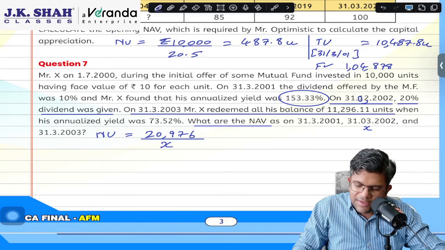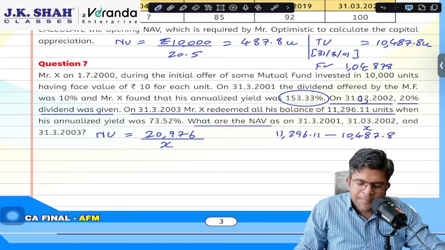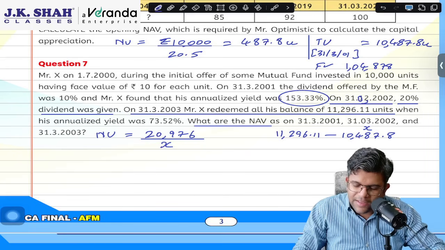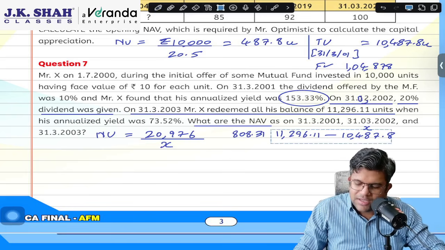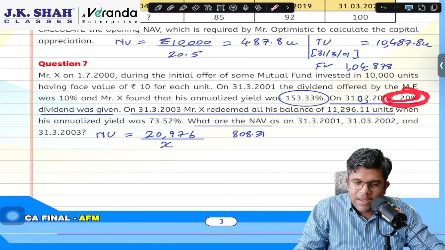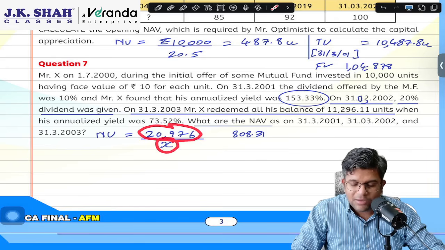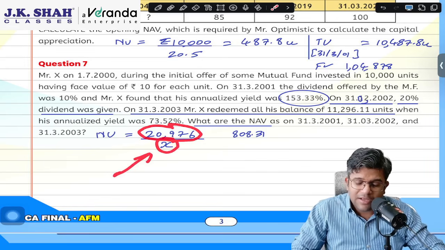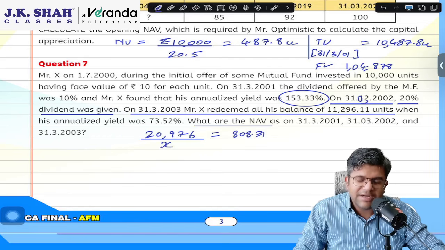So can you tell me 11,296.11 minus 10,487.8, how many new units you received? Can I say the new units you received was 808.31? Hey students, are you convinced of the fact that these new units you must have received in this dividend only? So here, can I say when this dividend was announced to you, you said, okay, this dividend will be reinvested at the NAV on that date. I don't know what is the NAV as on that date, but I know one thing, that the additional units I received on that day was 808.31.